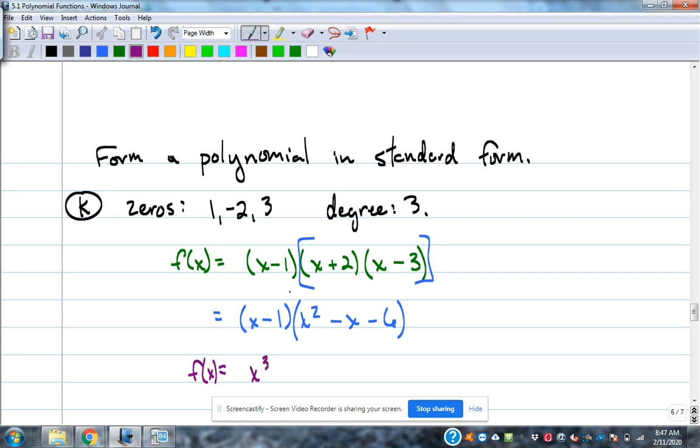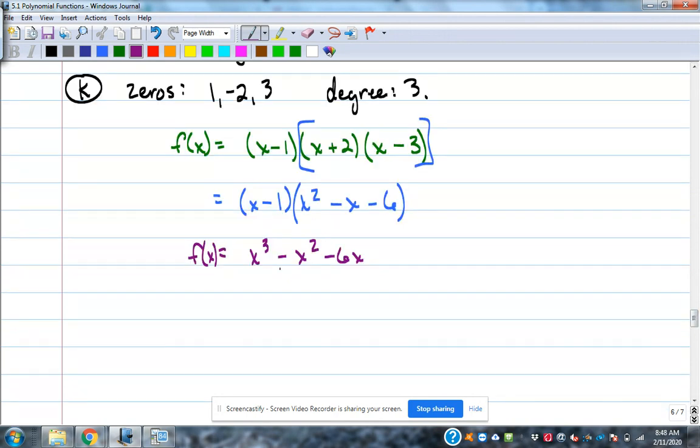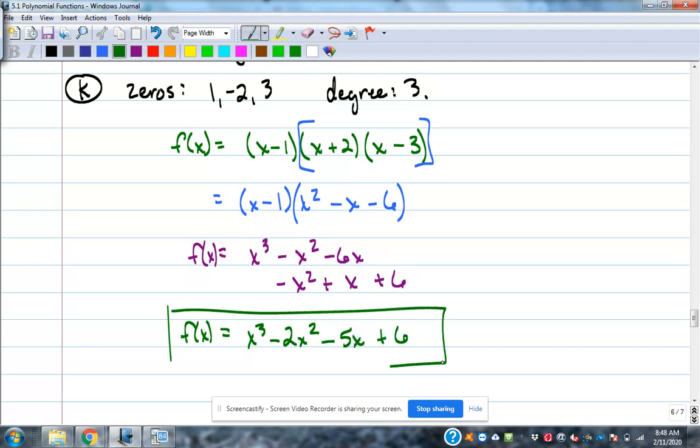That'd be x to the 3rd power minus x squared minus 6x. And then distribute the minus 1. So that'd be another minus x squared plus x plus 6. And then combine like terms. X cubed minus 2x squared minus 5x plus 6. How can I check to make sure that's right? Okay, so if I graph that, what should the graph do? It should go through the x-axis at 1, -2, and 3.